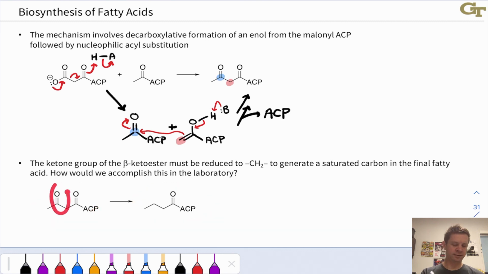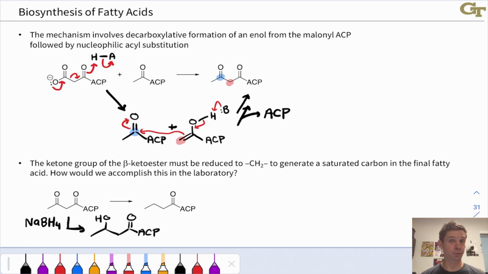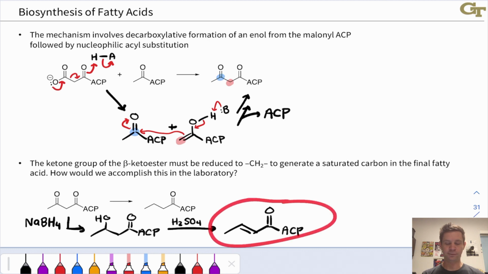How would you convert this ketone into a CH2 group? Doing this without messing with the ester or the carbonyl ACP group is a little bit tricky. How I would think about it is first reducing the ketone selectively to a hydroxyl group with something like sodium borohydride, and then we can think about a dehydration here with something like H2SO4: protonate the OH oxygen, water departs, then we lose a proton to get this alpha-beta unsaturated carbonyl ACP.